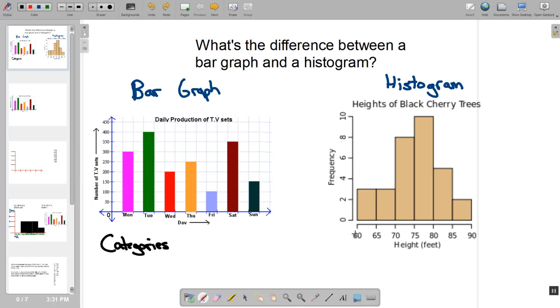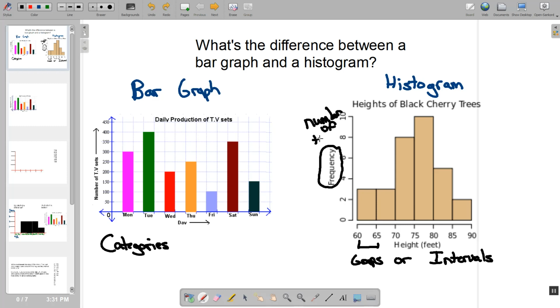The histogram on the right is always looking at gaps or intervals, which means, make sure I spell that right, that there has to be a gap in the data, and you're always looking for the frequency, which means the number of times something falls into that gap. So these are the heights of black cherry trees. That means that there are 3 trees that were between 60 and 65 feet.